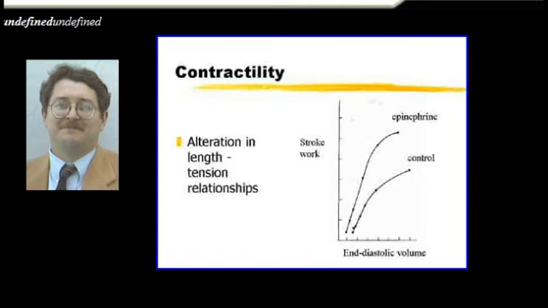This slide represents the concept of myocardial contractility. The two curves represent the relationship between stroke work and end diastolic volume under two given experimental conditions. In the control condition, you can see that stroke work increases as end diastolic volume or preload increases. As epinephrine is infused, the amount of stroke work is substantially increased. You should be aware that this is an experimental model with a fixed afterload.